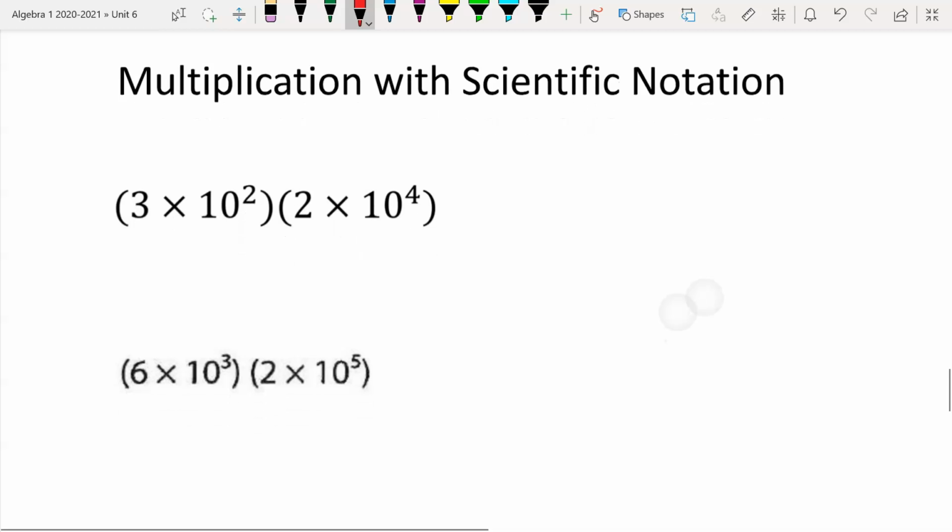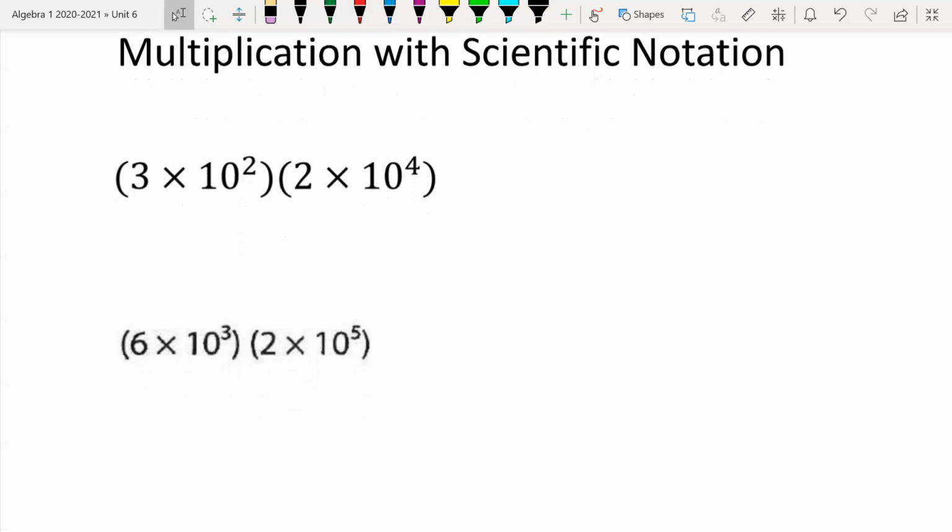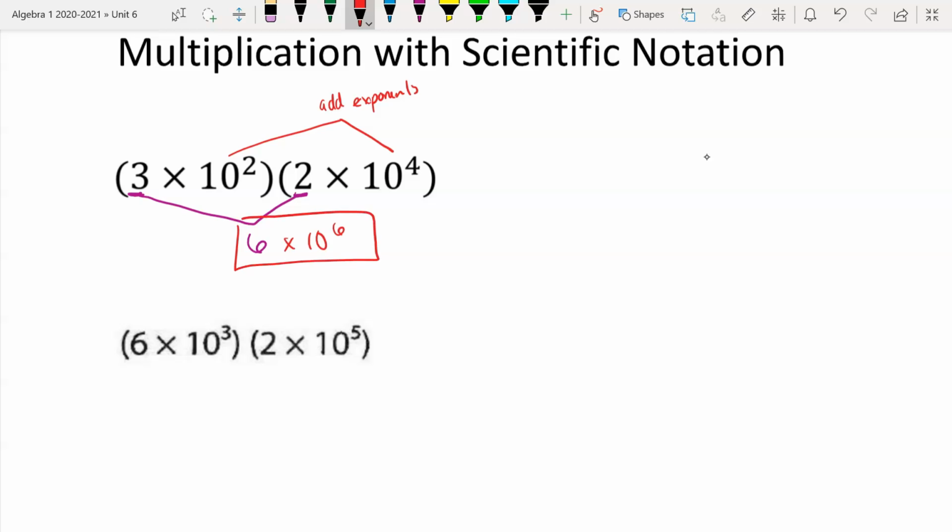So now we're going to build off this, and we're going to talk about multiplication within scientific notation. So if I give you two scientific notation numbers and I say multiply, here's what you do. You take the coefficient of both of them and you multiply them. So 3 times 2 is going to give me 6. And then I take my exponent rules. This is 10 to the second, that's 10 to the fourth, right? They have the same base, so what do I do with the exponents whenever I multiply? Well, I add them. All right, so this is going to be times 10 to the 6, and that would be your answer.